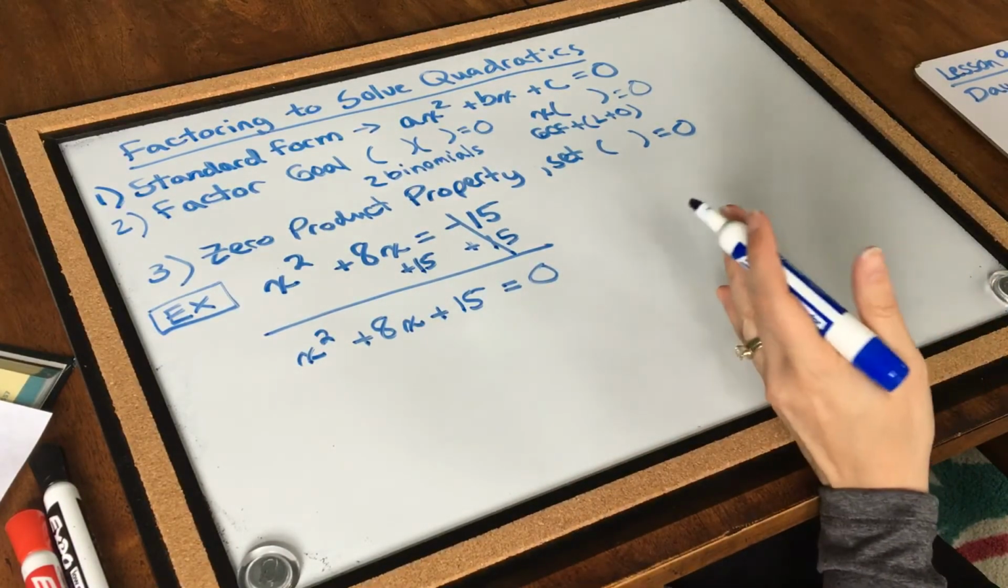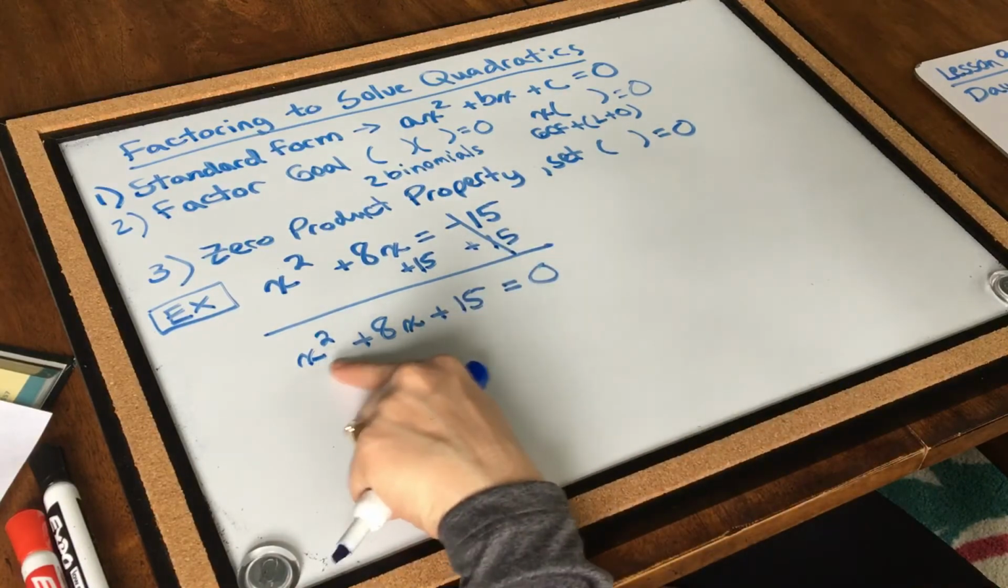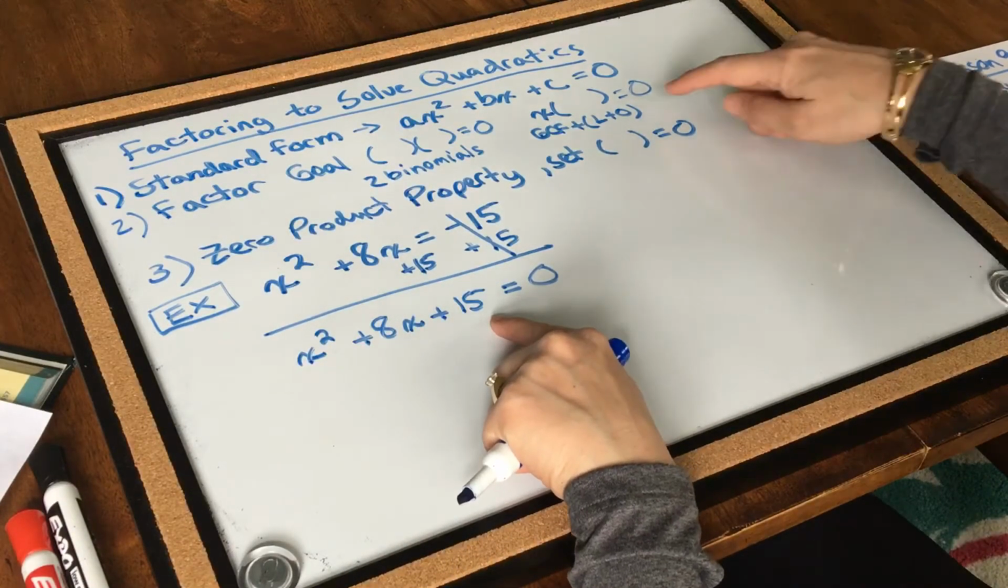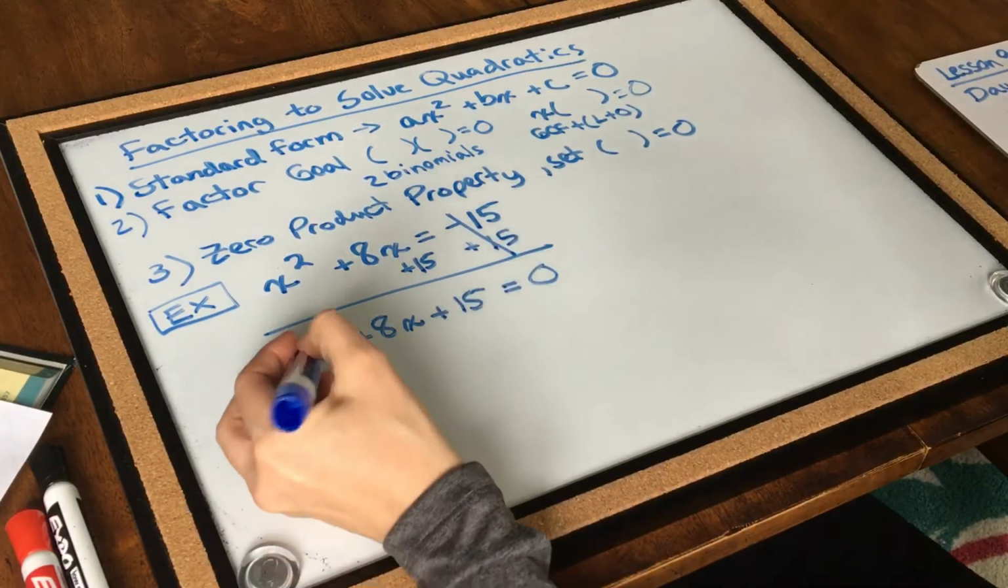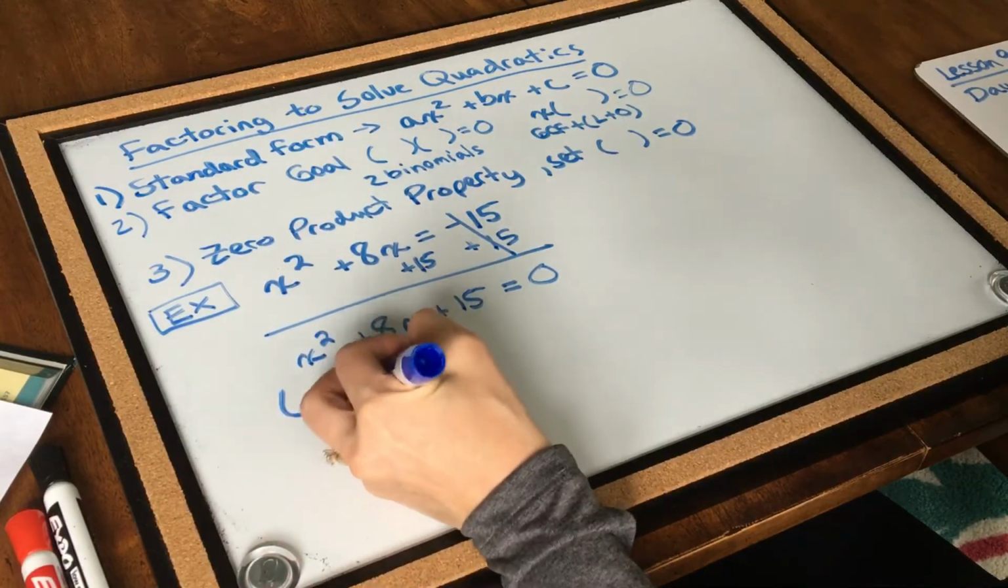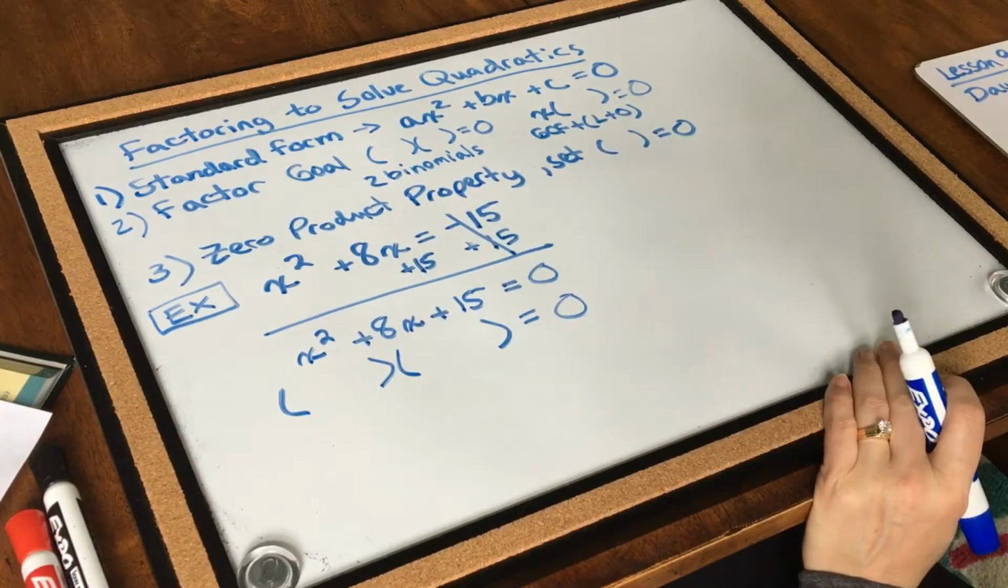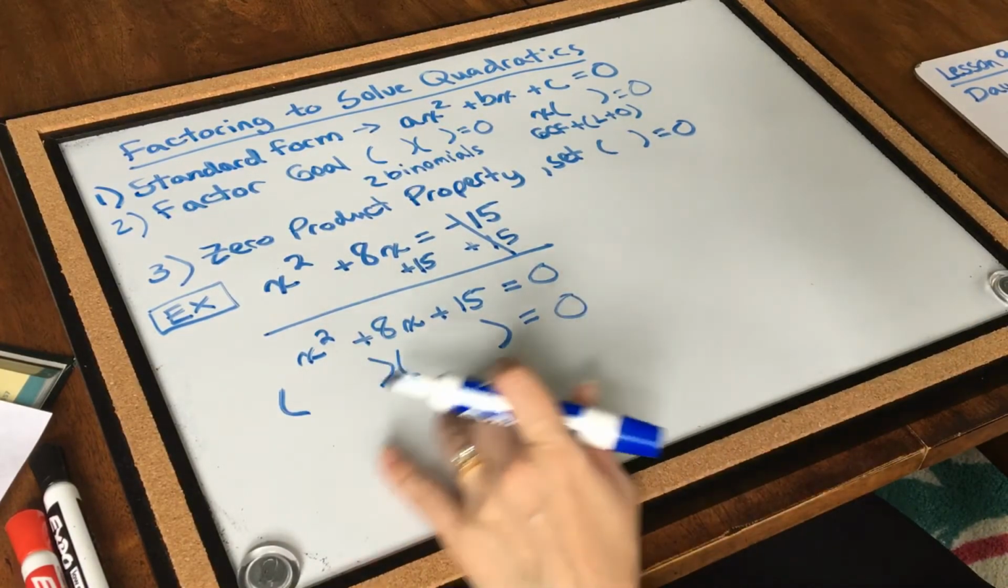Okay, so now I have to factor. As I look at this, this is a trinomial. Okay, this is not a GCF plus leftovers. So that means my goal is going to be 2 parentheses equals 0. Okay, and I'm going to have binomials in here.